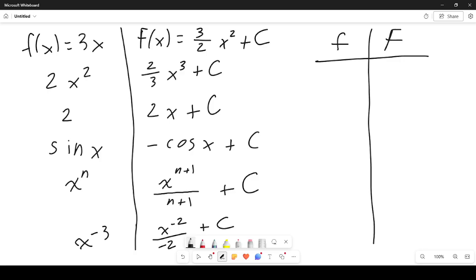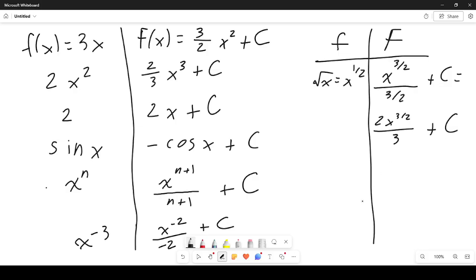So, square root of x, which can be written as x to the 1/2. So we would raise the exponent by 1, x to the 3/2, divide by the new exponent, 3/2, and a plus c. And then we probably want to rewrite that as 2x to the 3/2 over 3 plus c.